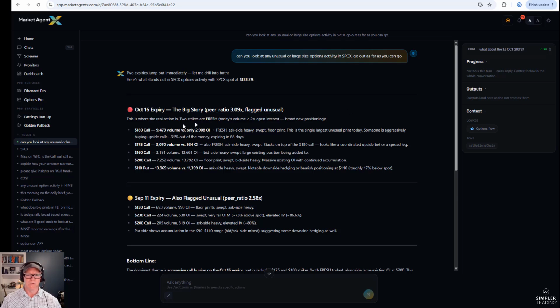So this is where the real action is. I know you can read this. Fresh, this is fresh today. Ask side heavy sweep. This is the single largest unusual print today. Someone is aggressively buying upside calls, 35% out of the money. That's pretty aggressive, 35% out of the money. So we've got the volume here. We're going to look at this in just a second.